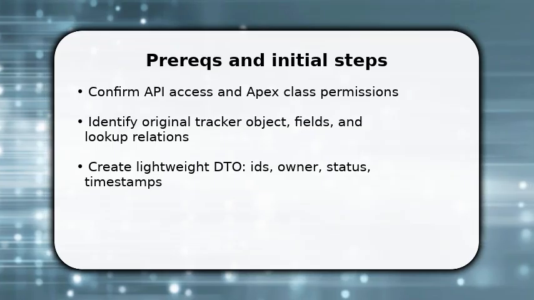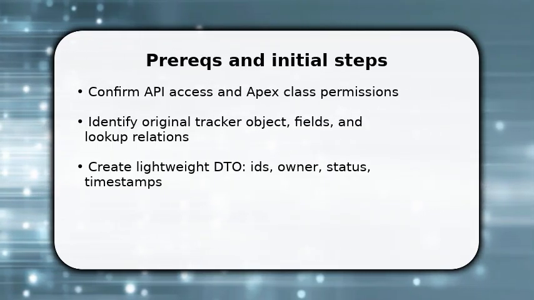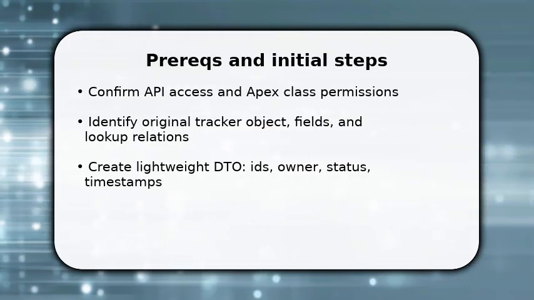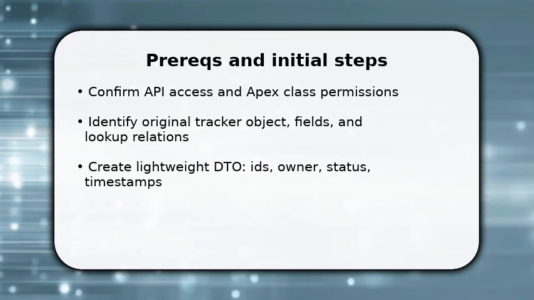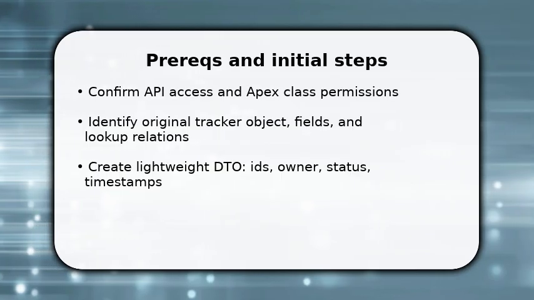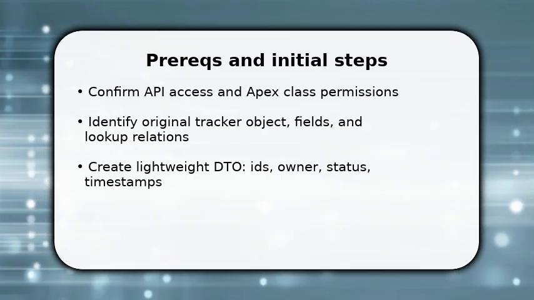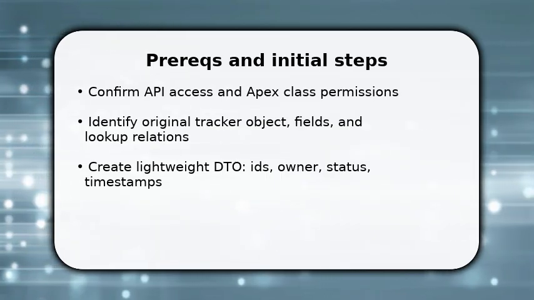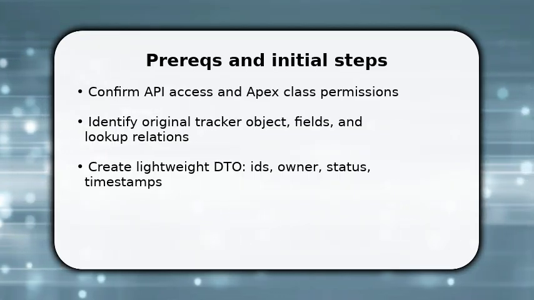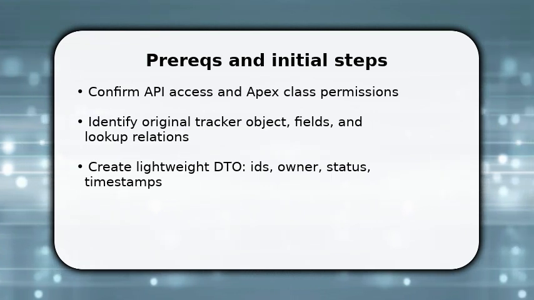You start by confirming API access and Apex execution permissions so your code can read and create records. Next, inspect the Tracker S object and note required fields and lookups. This prevents null errors. Create a simple DTO or map with only IDs, owner ID, status, and timestamps to minimize limits. Once done, query the source tracker using for update if you must lock it, and validate required values before constructing the duplicate record to ensure field-level integrity.